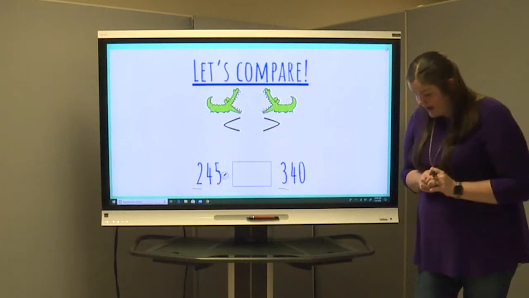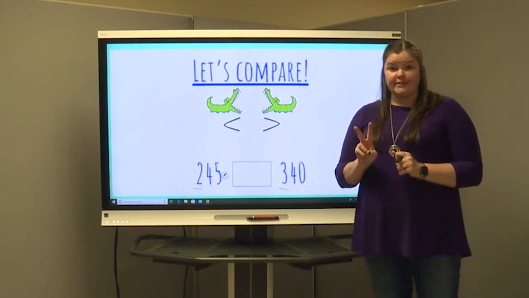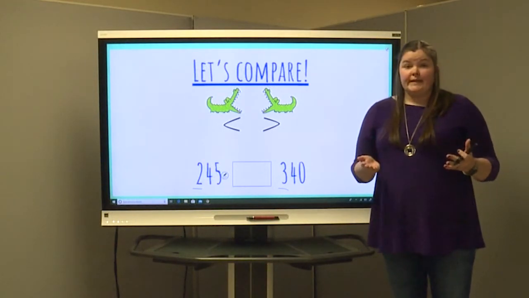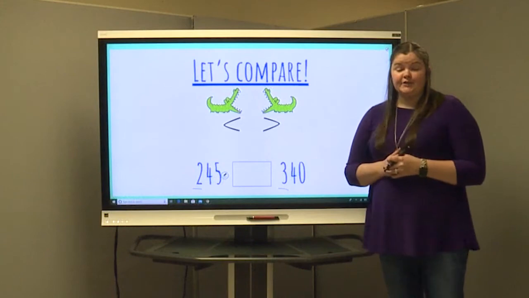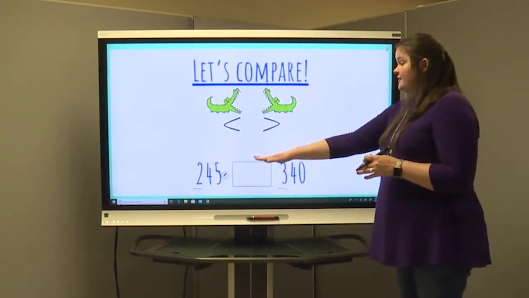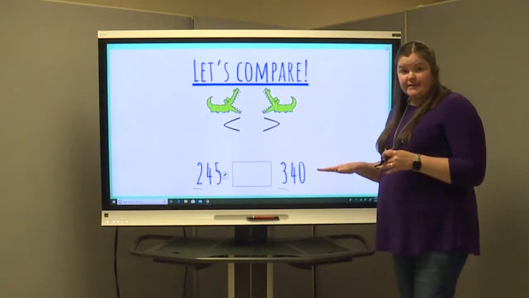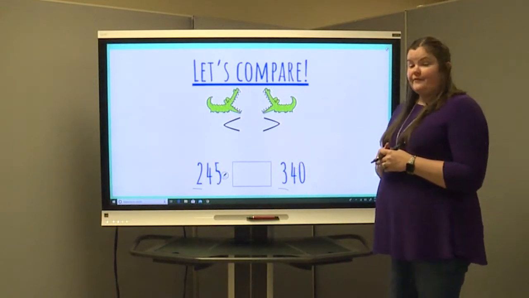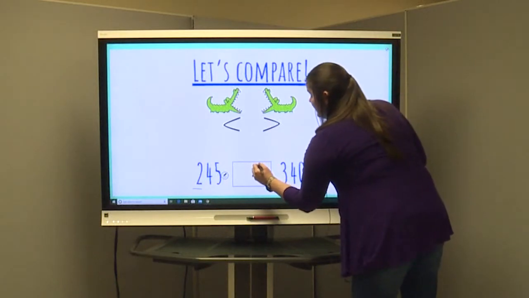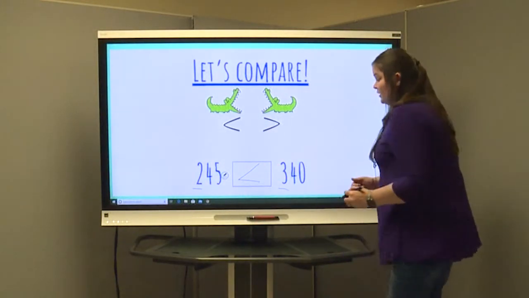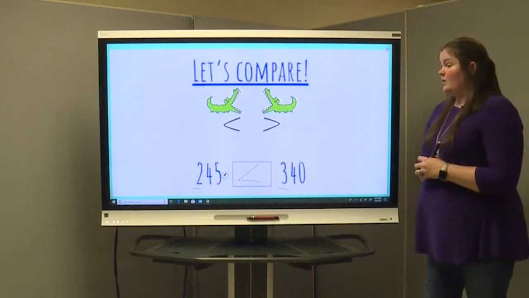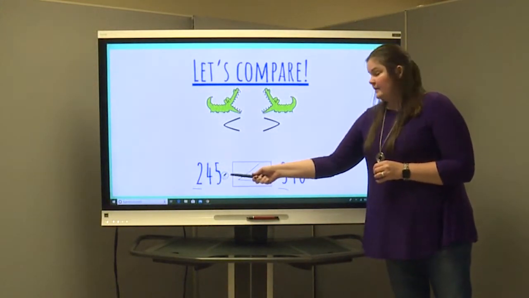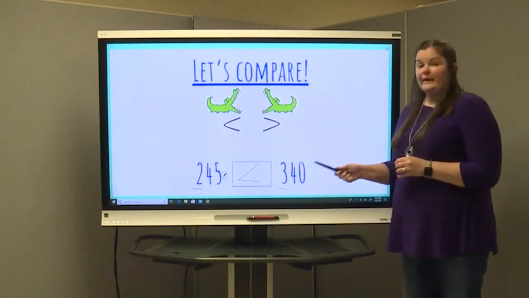So let's think about that. I'm comparing 2 hundreds to 3 hundreds. And just in your brain, you already know that the 300s is larger. So we don't have to go any further in this comparison, and we know that the 3 is going to be bigger. So our alligator mouth, or our less than sign, is going to go in that box because we're saying 245 is less than 340.